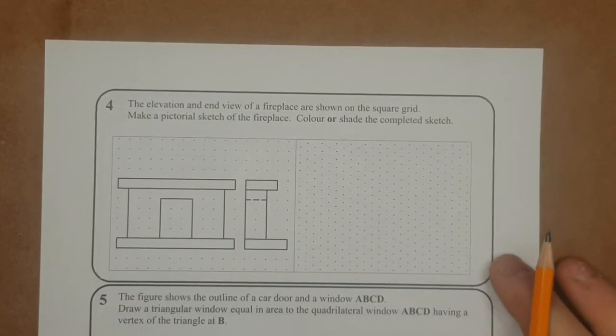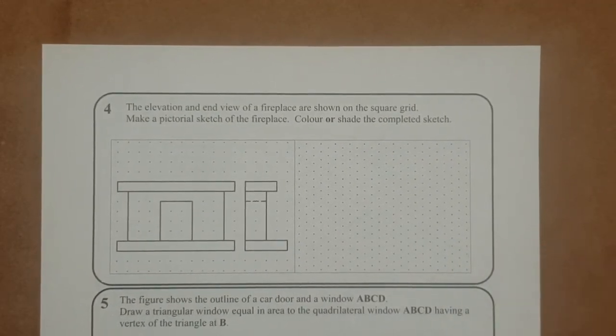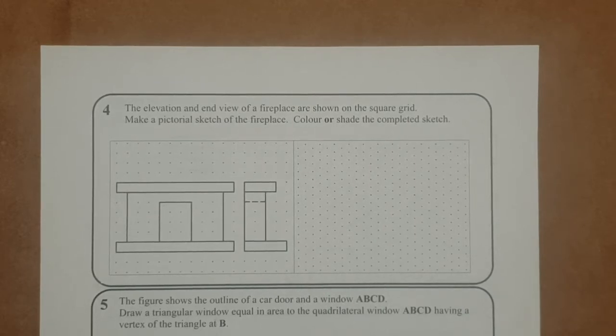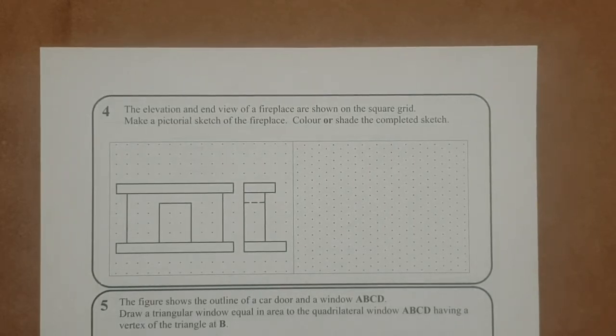That's the first three done. On to question 4. Freehand sketching. The elevation and end view of a fireplace are shown on the square grid. Make a pictorial sketch of the fireplace, colour or shade.